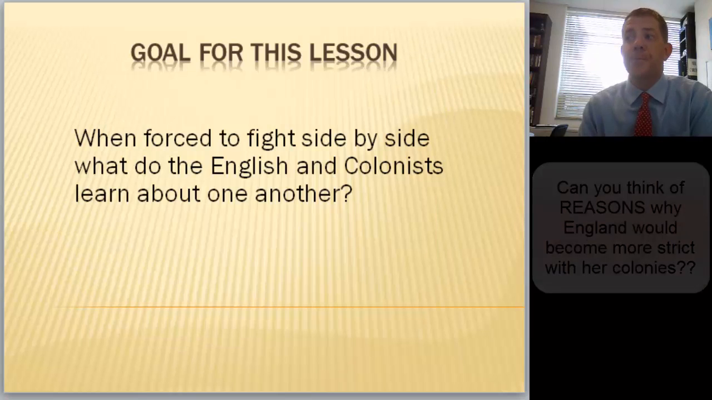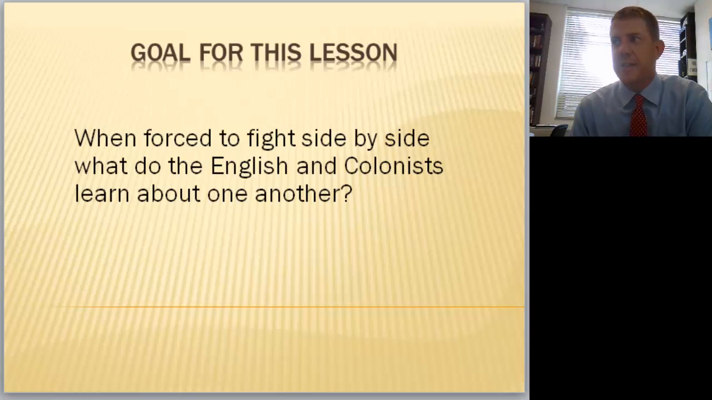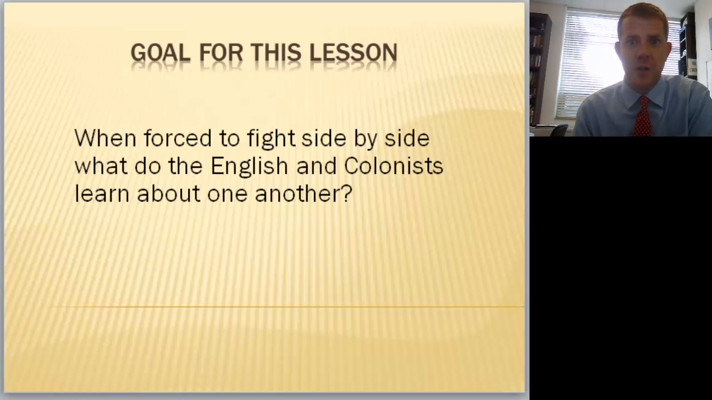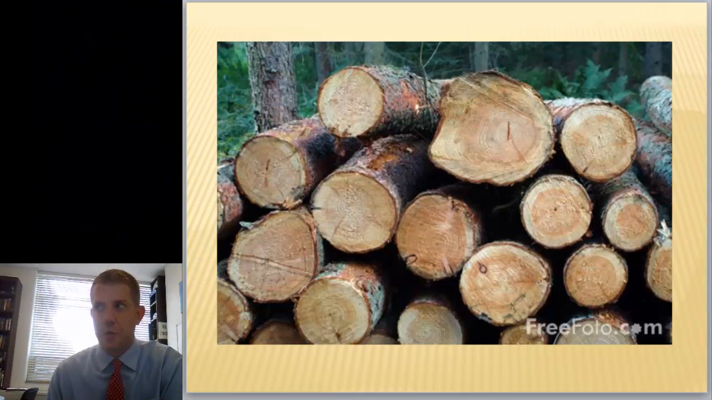And so when forced to fight side by side, and we're going to talk about this a little bit, I didn't have you do the reading on the French and Indian War because we're not going to get into great detail, but the results of fighting side by side creates the scenario where England and the colonies begin to learn a little bit more about each other. And what you read about last night in pages 98 to 105 is the results of what they've learned about one another.